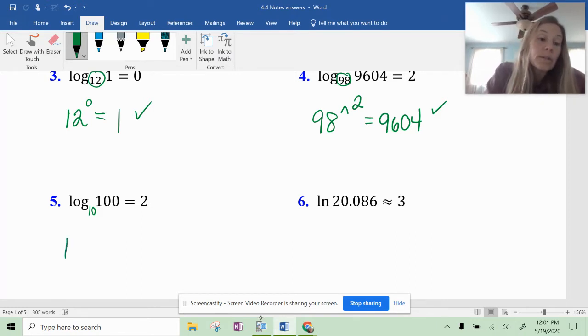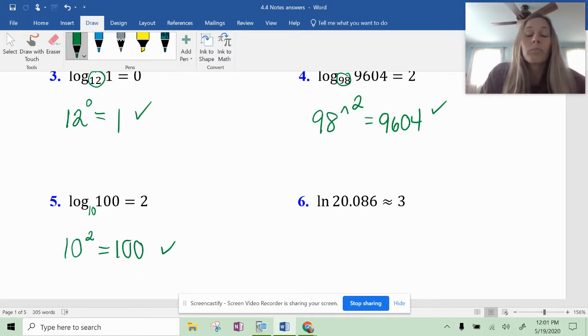So for this one, you would take the 10 and raise it to the 2, and that should equal 100, which it does because 10 squared is 100.